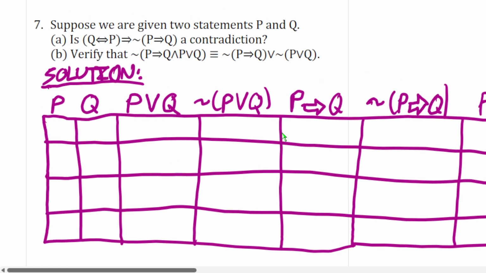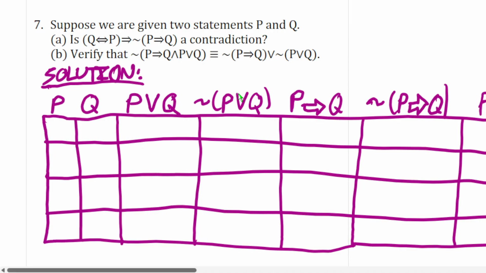So this is going to be a big truth table because we need to figure out the truth value of these statements. Recall that a contradiction is a statement that has a false truth value for all of its possible combinations of truth values from its statements. So for part A, when we fill out the truth values for this statement, if all of them are false, it's a contradiction; if one of them isn't, then it's not a contradiction.